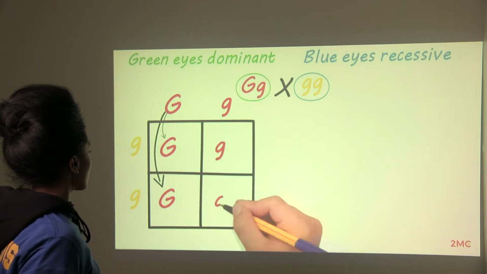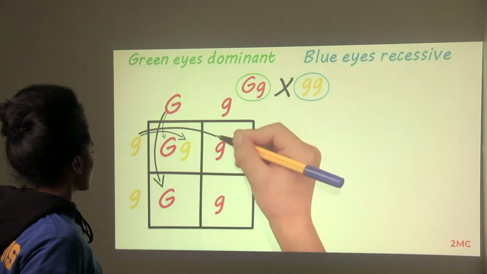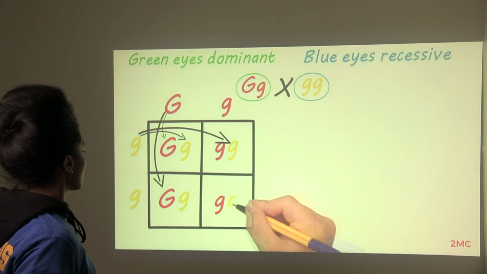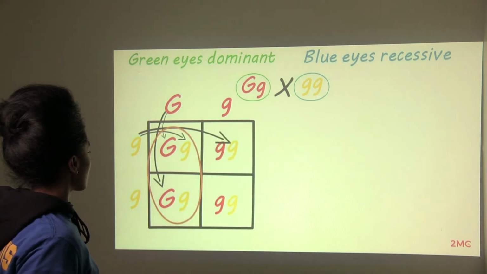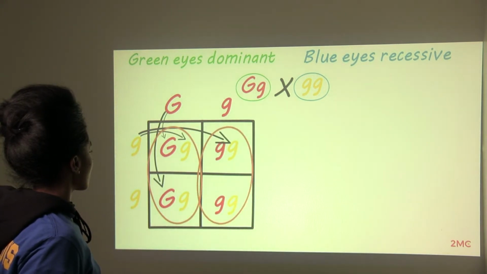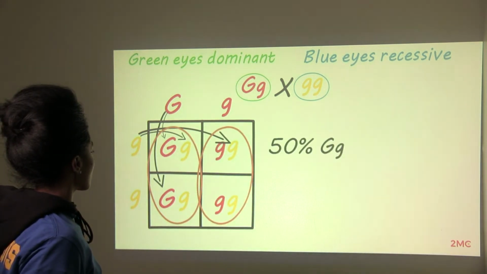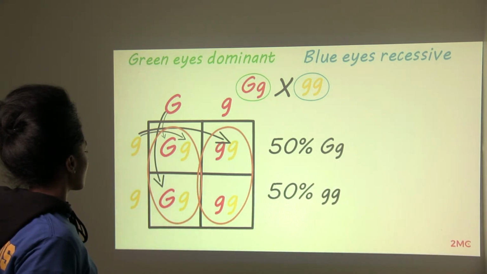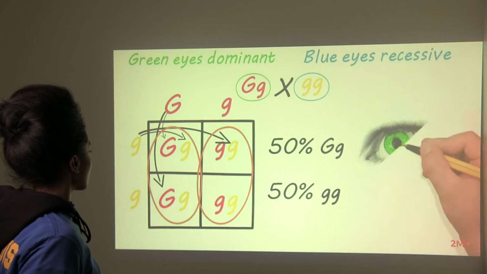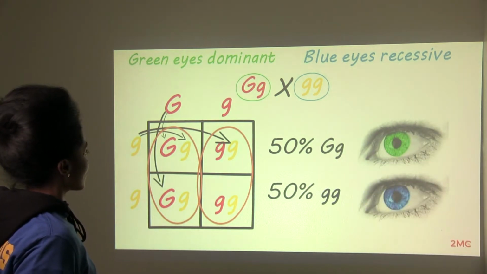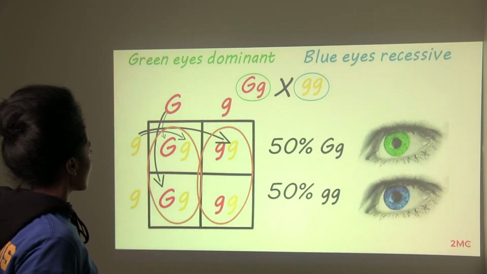All right, each quadrant will represent a 25% chance that that genotype will result in the offspring. So in this case, we have only 2 possible genotypes, big G, and little g, and each genotype has a 50% chance of showing up in the offspring. Similarly, you have 2 possible phenotypes, green eyes and blue eyes, with a 50% chance of each.